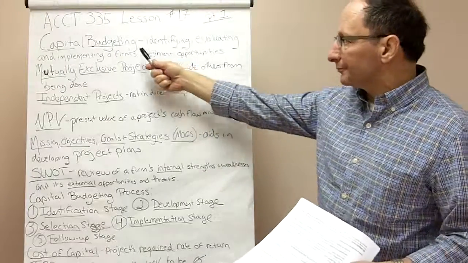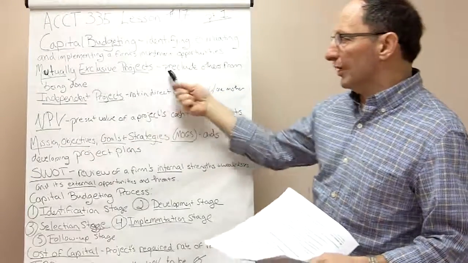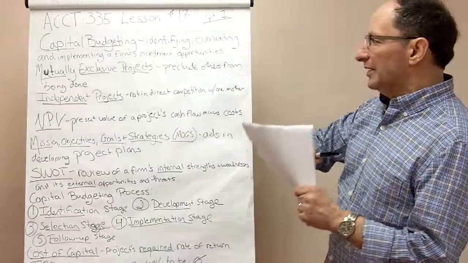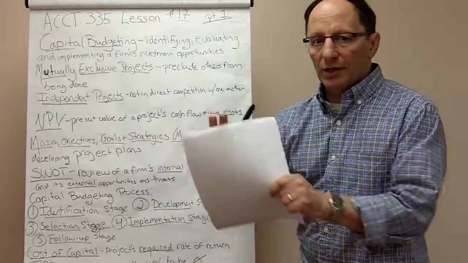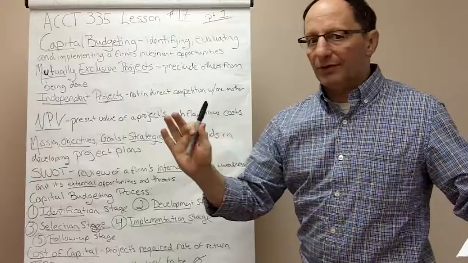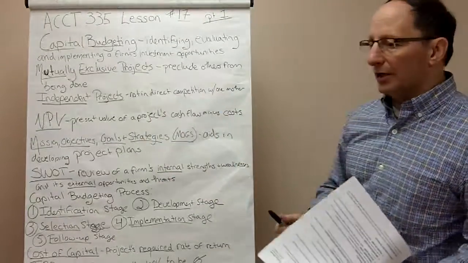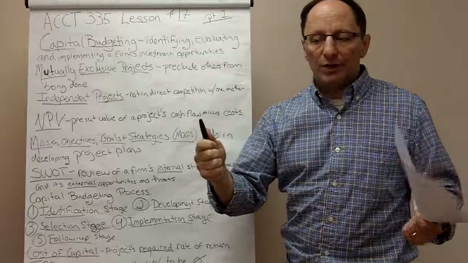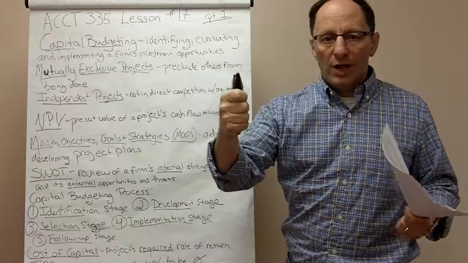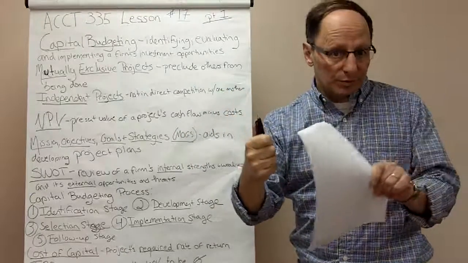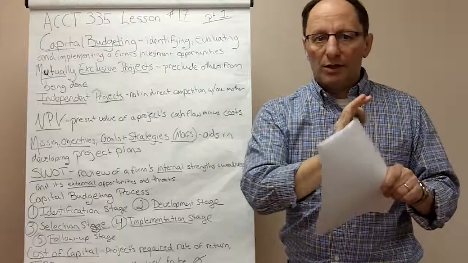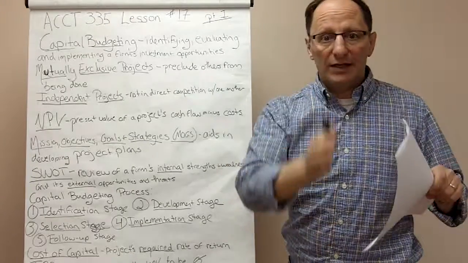Now, a mutually exclusive project means that once you choose one, the other ones are done. They have nothing to do with that decision. And independent means that they're not in competition with one another. So that if you do one, then it's in competition with potentially doing another one. They're both mutually exclusive and independent.